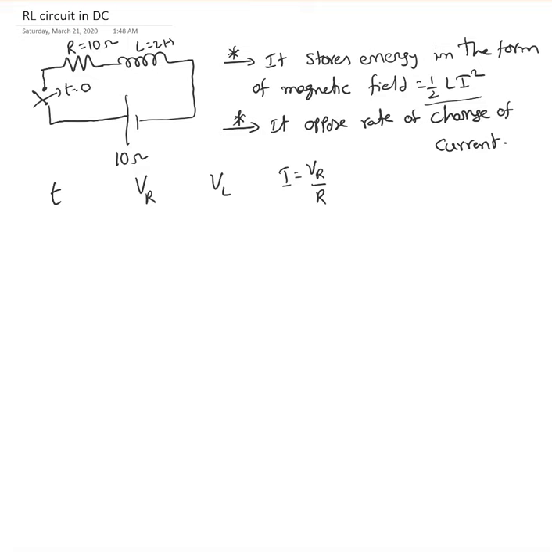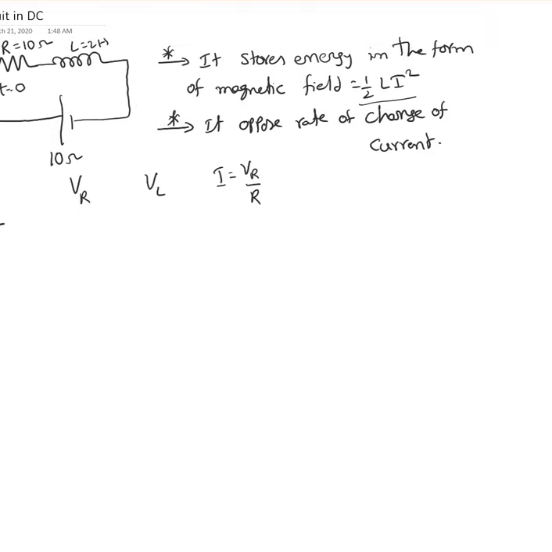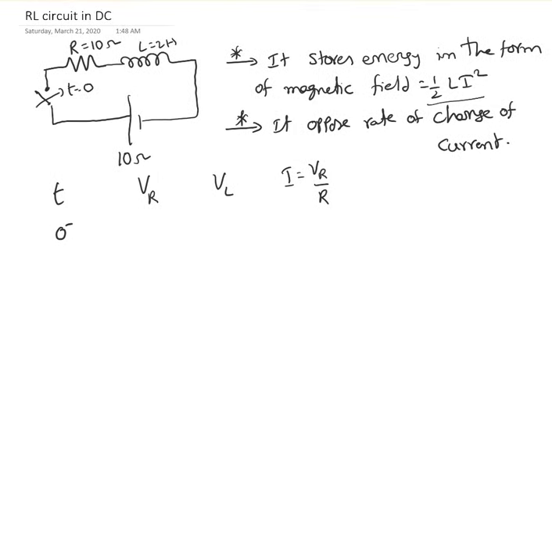Now here I'm going to make a table. We are assuming at t equal to 0 the switch is going to be closed. So at t equal to 0 minus, that means I'm about to close the switch. My hand is on the switch, but I haven't closed it yet. What is the voltage drop across the resistor? It must be 0. Voltage drop across the inductor, 0. Current passing through it is 0, because the switch hasn't been closed yet. For current to flow, there must always be a closed switch.